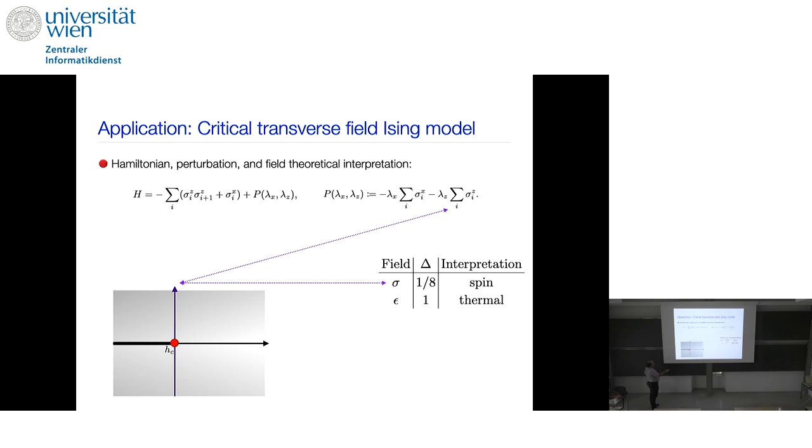The two directions here: this is kind of the thermal one, and in field theory language, with the sigma, that's basically the perturbation to the magnetic field. That's very relevant. It has a scaling dimension of 1/8. And the other one, if you detune the transverse field, this is like the thermal perturbation, and here the operator in the CFT has a scaling dimension of 1.